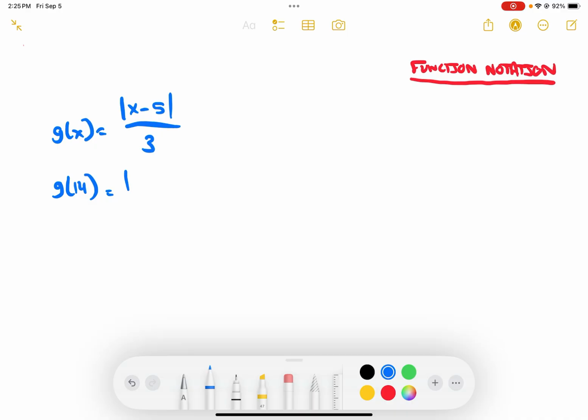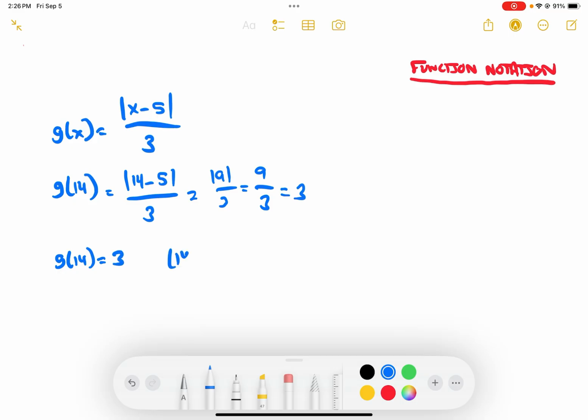So I see that x, I'm going to plug in a 14. And then I go and I simplify, right? 14 minus 5 is a 9. Absolute value of 9 is 9. 9 over 3 is 3. So g of 14 is 3 because when I plugged in 14, I got 3. And I know that coordinate has to be on the graph of this function.